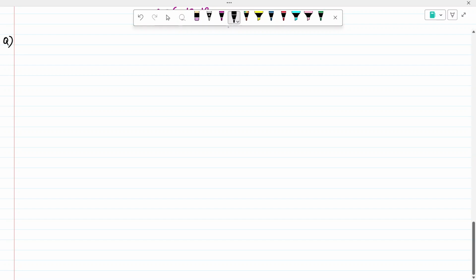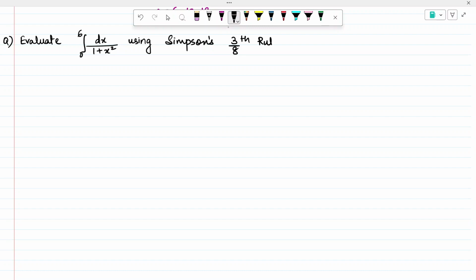So the question goes like this. Evaluate the integral from 0 to 6 dx upon 1 plus x square using Simpson's 3/8 rule. Also find the error.